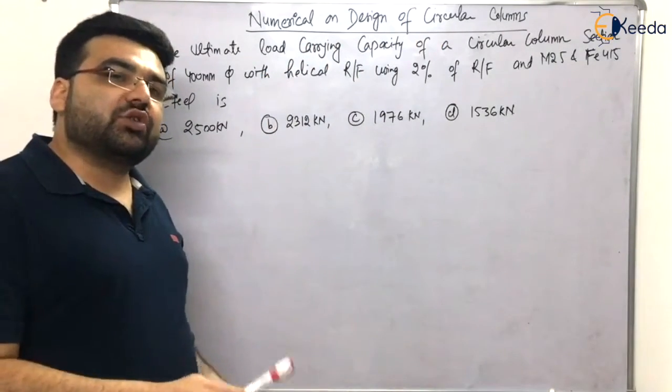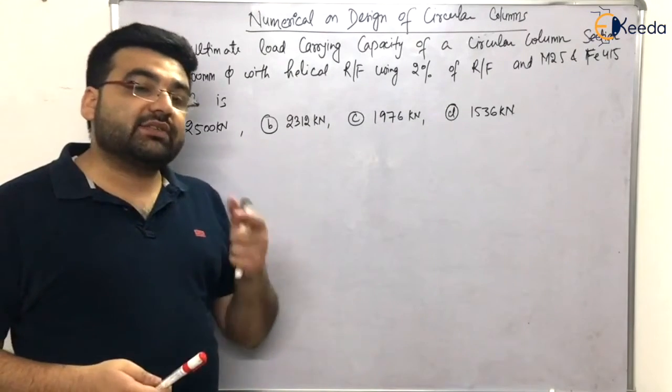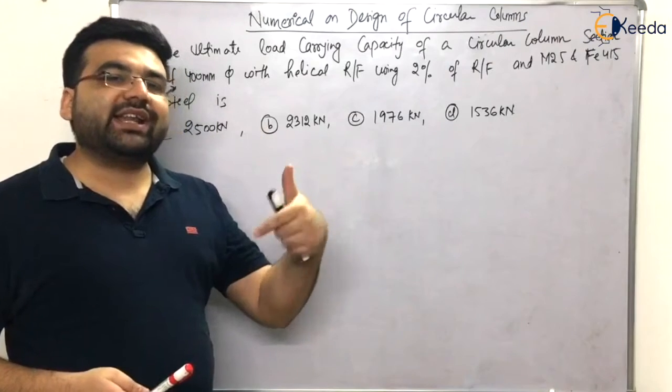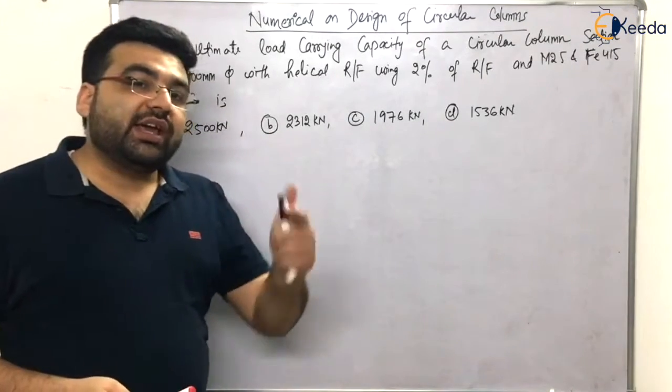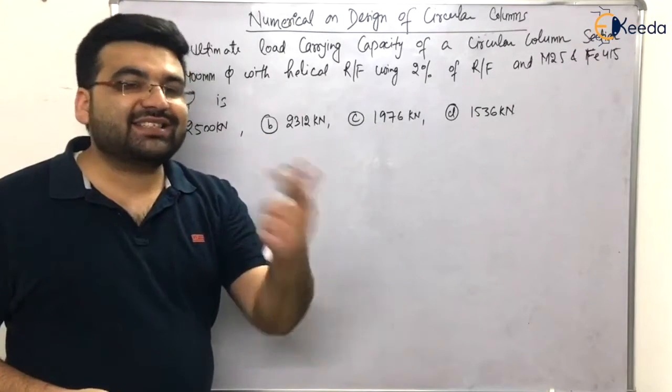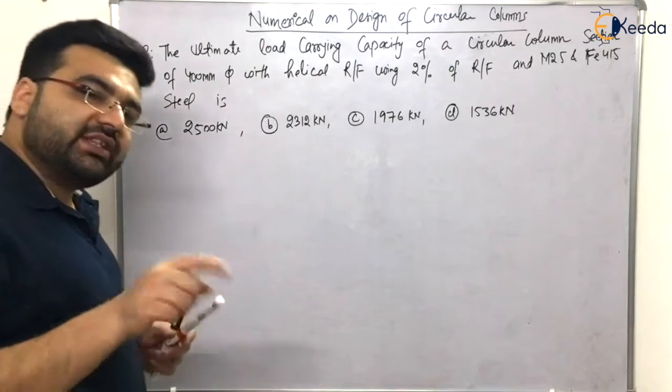We have already understood the concept of circular column, the IS code provisions, and the most important thing, which I have already told you, that the moment carrying capacity and the load carrying capacity of a circular column is 5% higher as compared to the normal column. Simple, right? So the question is on the same topic, same concept.